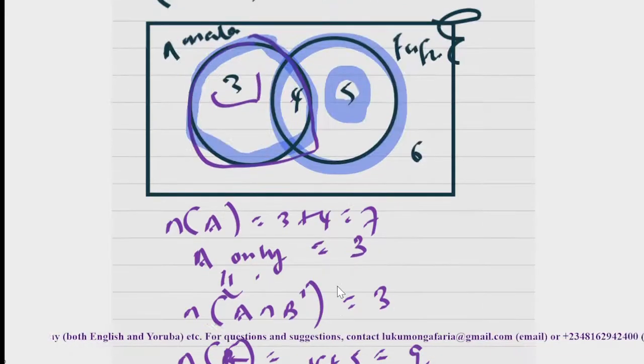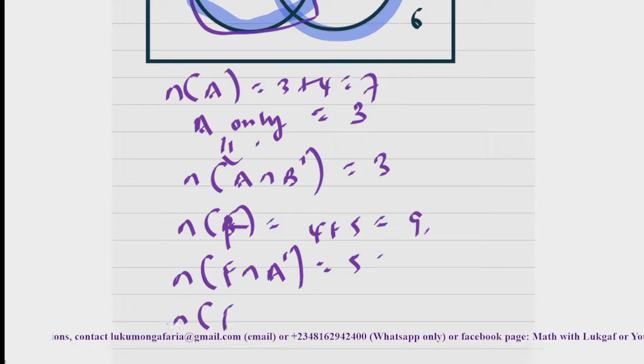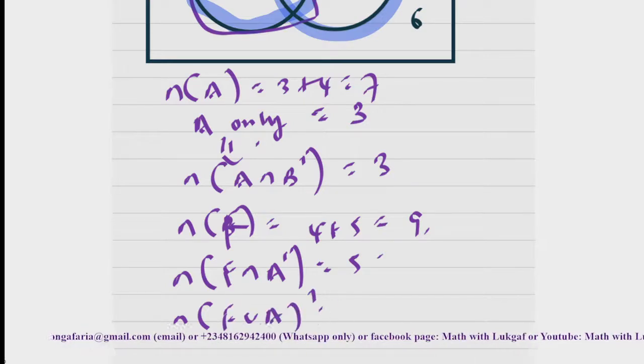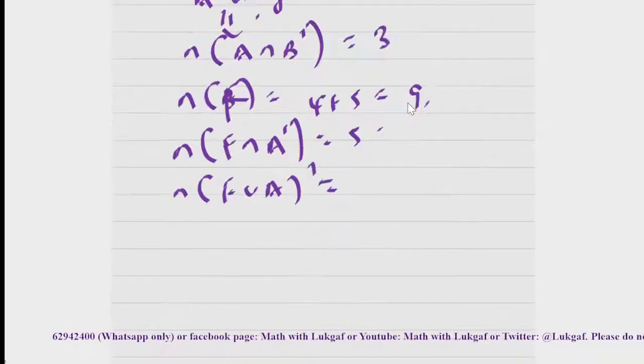Like I've explained, that's going to give me 5. You understand now? A number of what? Fufu union A complement. That is, those who did not eat either of the food. So, which is here? 6.